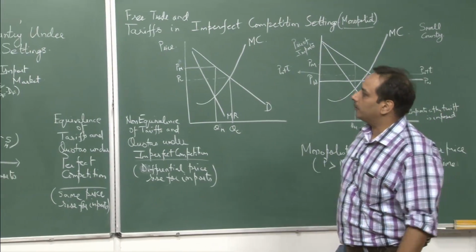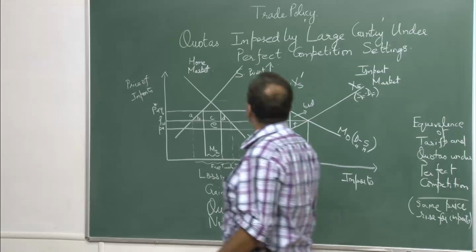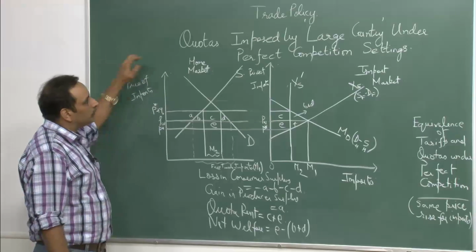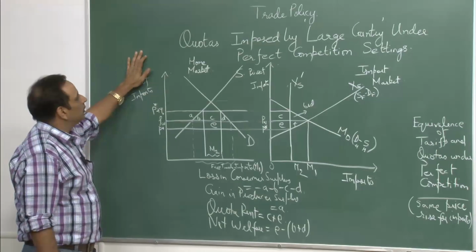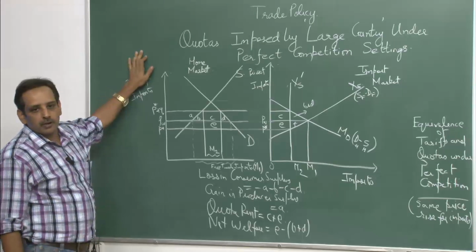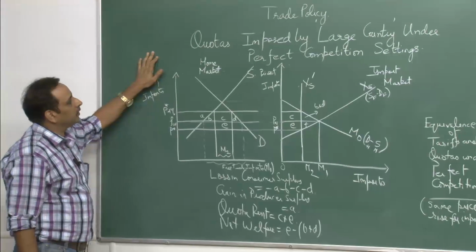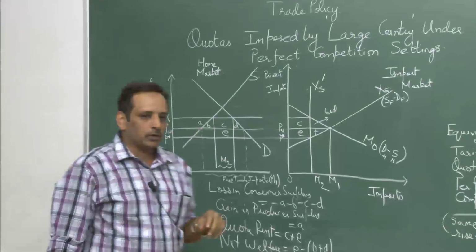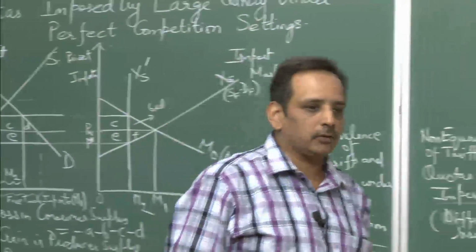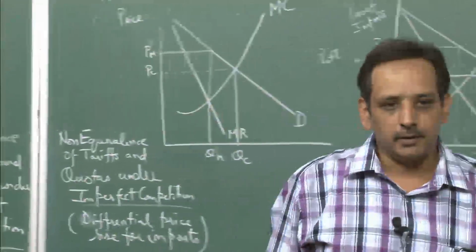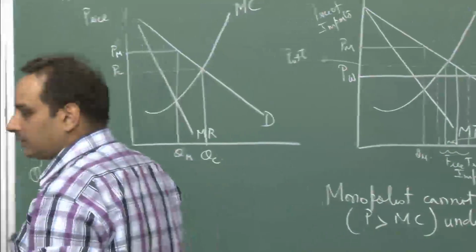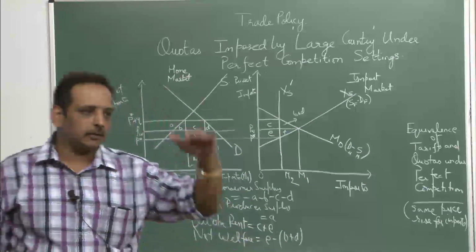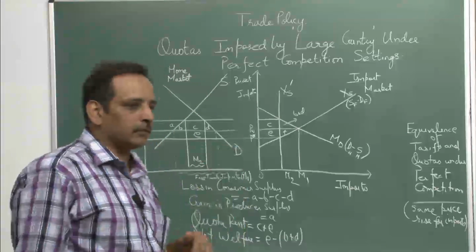Good afternoon. We are going to continue with our discussion on trade policy. This is a depiction of what happens if quotas are imposed by a large country under perfect competition settings. Quotas are like physical restrictions on goods coming into a country. The first thing it does is that when you restrict the goods coming in, it increases the price of the imported good.